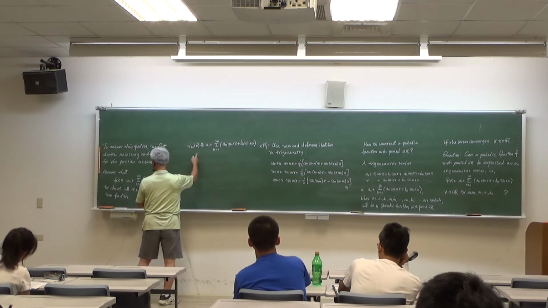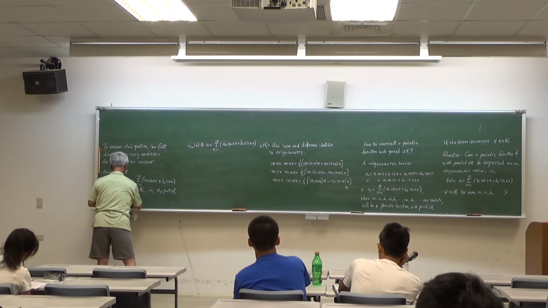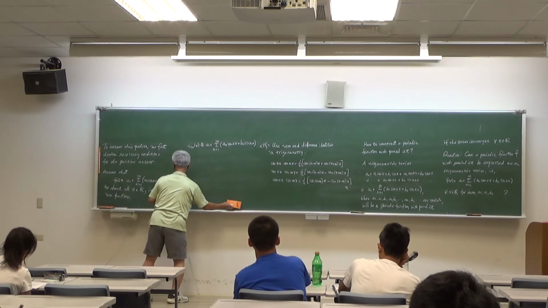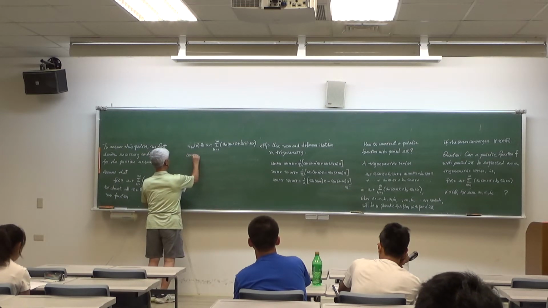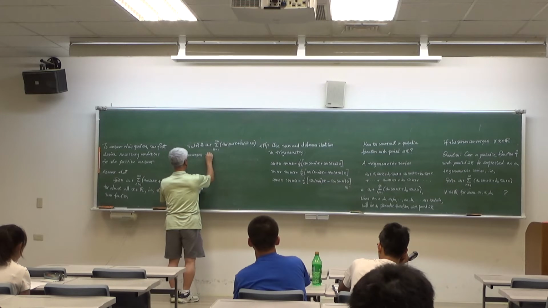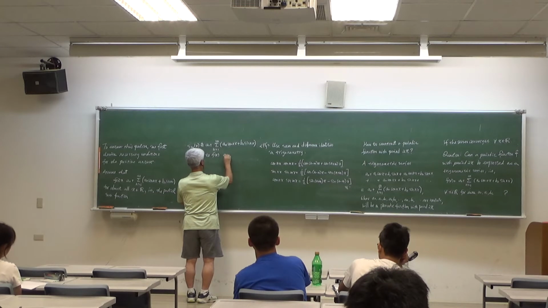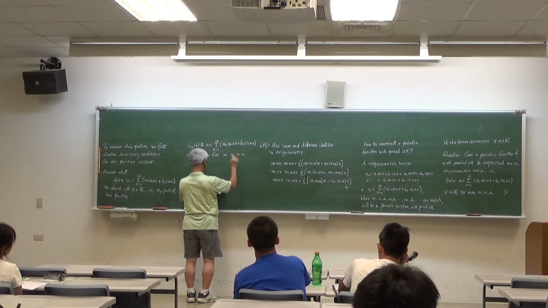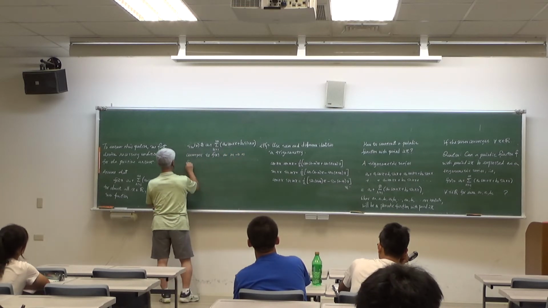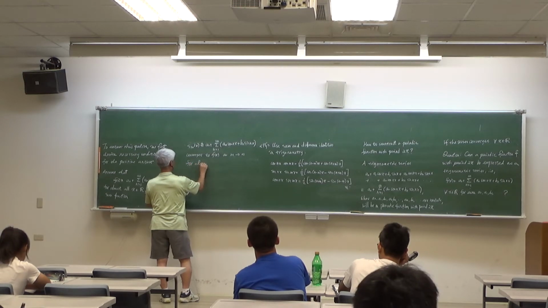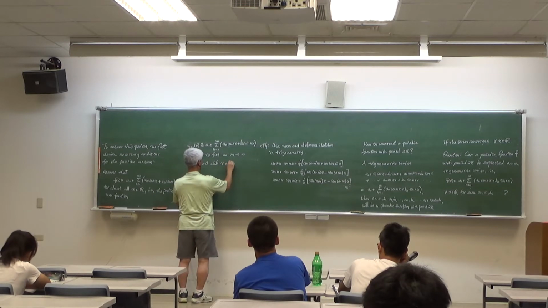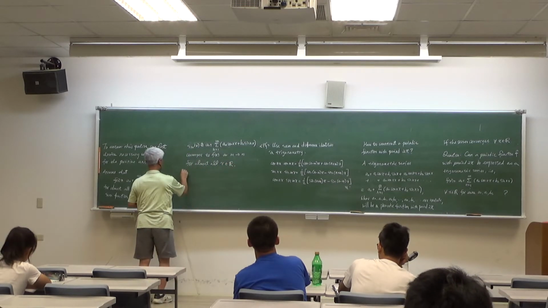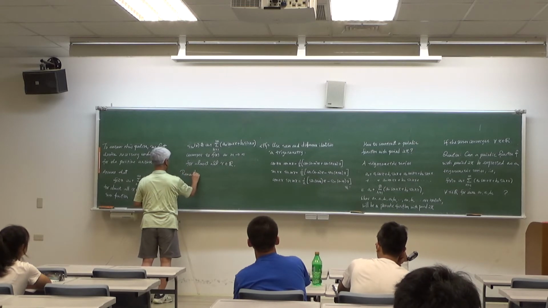Alright, so the partial sum functions converge to f of x as m goes to infinity for almost all x. Okay, so let me remark.